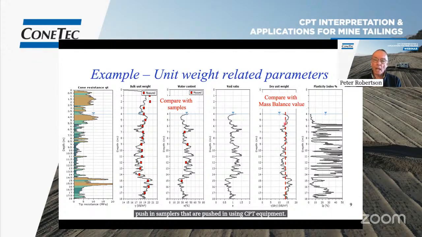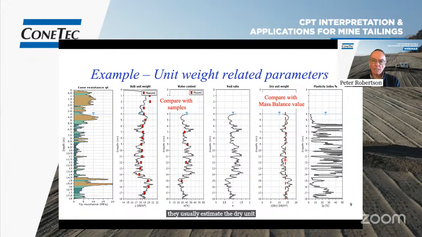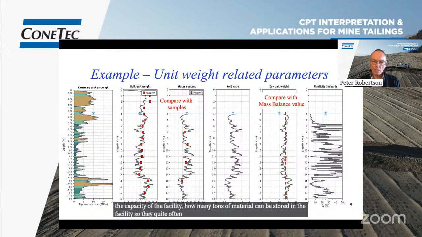Also, you can estimate the dry unit weight once you've got all of this. And this is quite helpful because in the mining industry, they usually estimate the dry unit weight of the tailings because they want to get an idea of the capacity of the facility, how many tons of material can be stored in the facility. So they quite often estimate the dry unit weight.